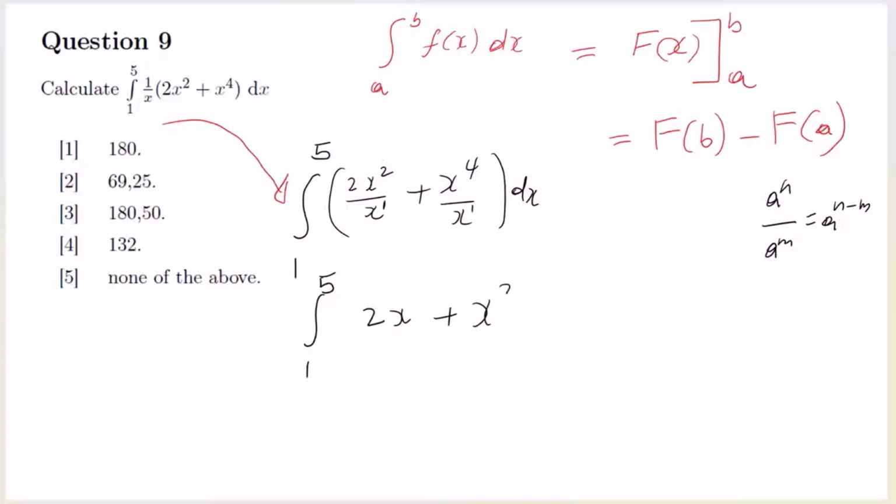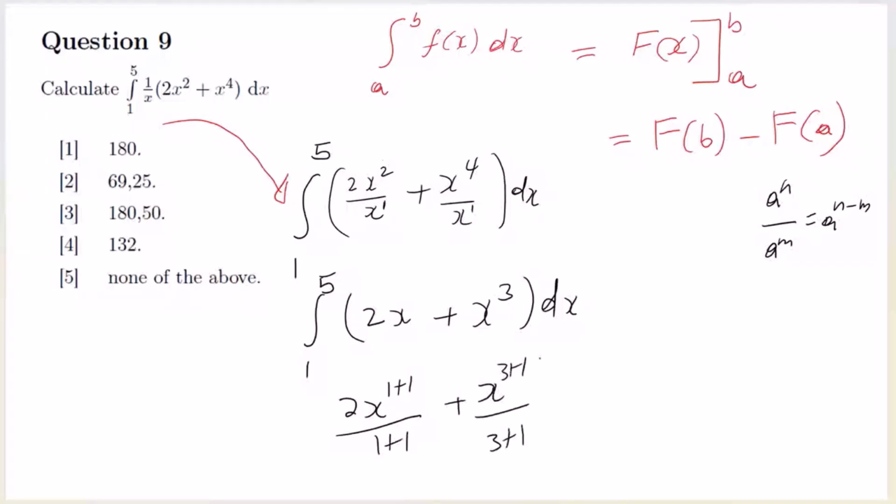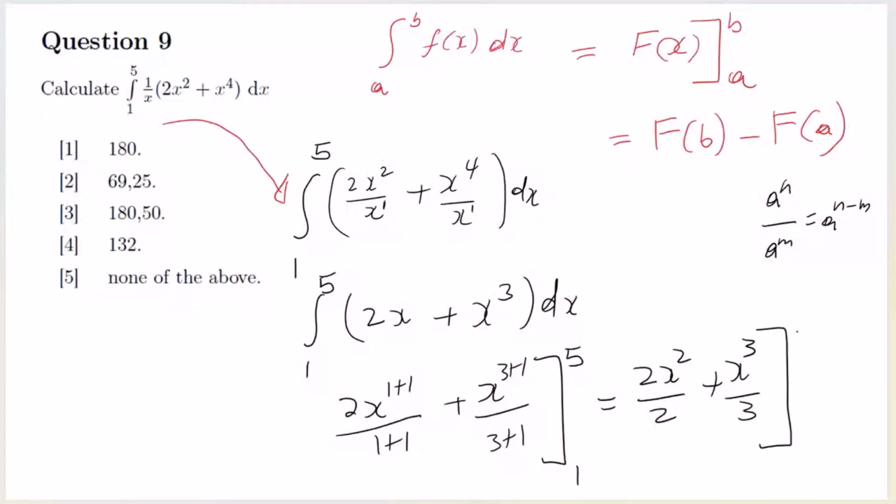So this simplifies itself to this nice power function. So to get this, you're going to have 2x to the 1 plus 1 over 1 plus 1, plus x to the 3 plus 1 over 3 plus 1. But now this is a definite integral, we don't add c. So this is going to give us 2x squared over 2 plus x to the power 3 over 3. This is all from 5 and 1.